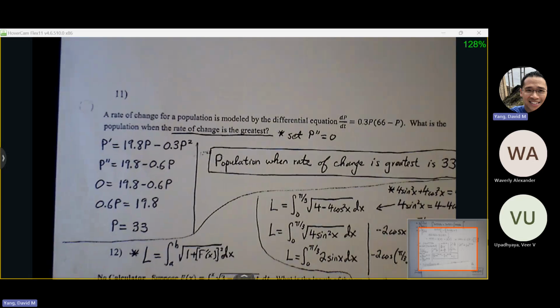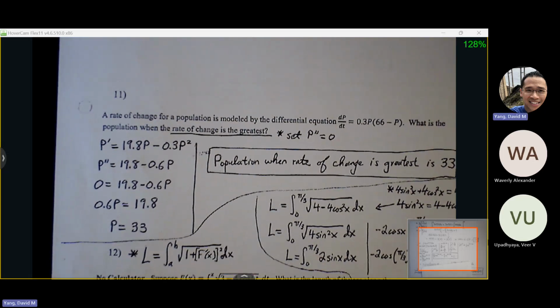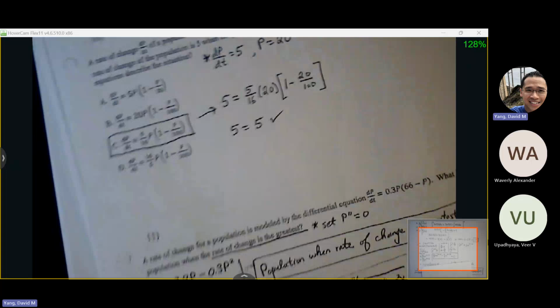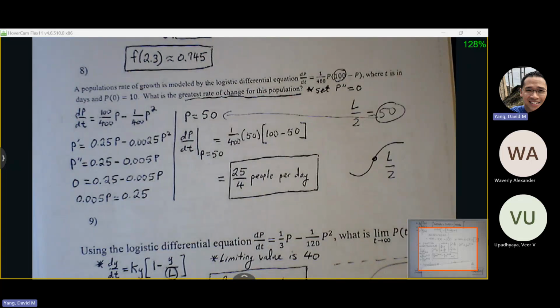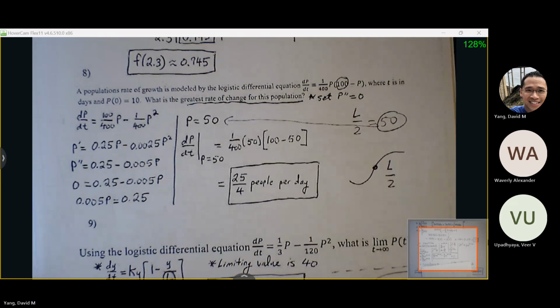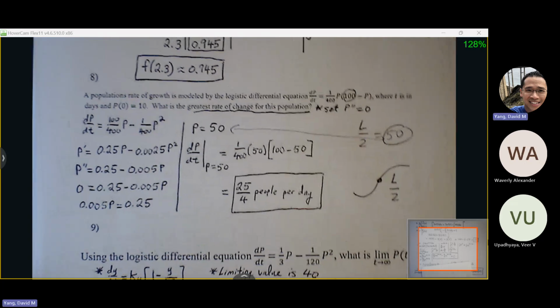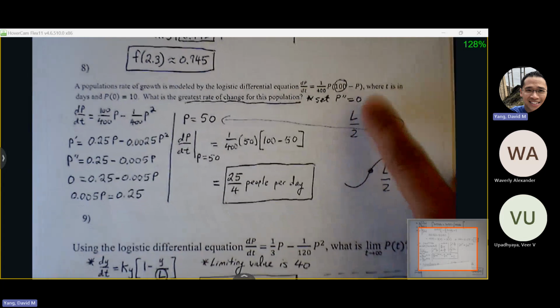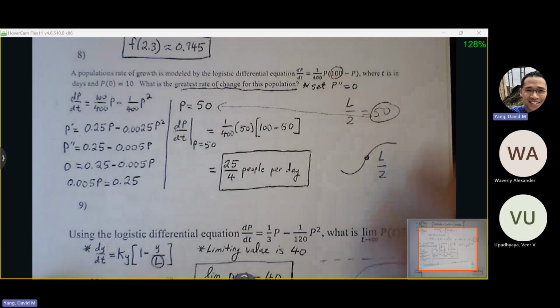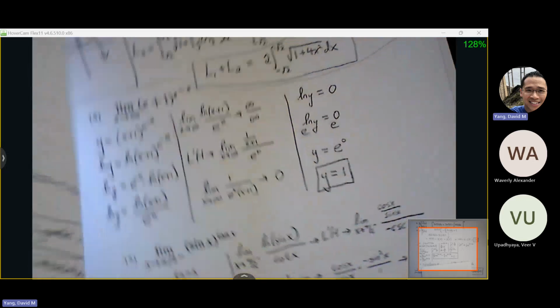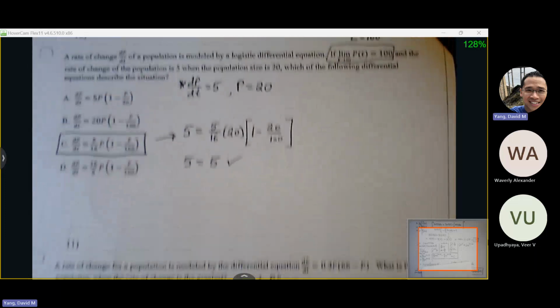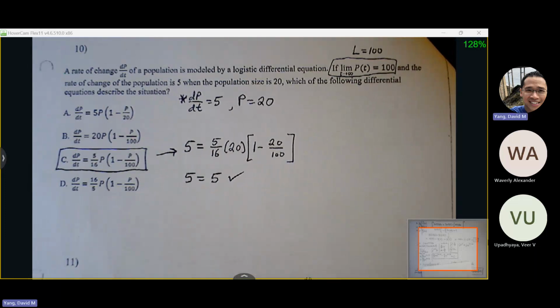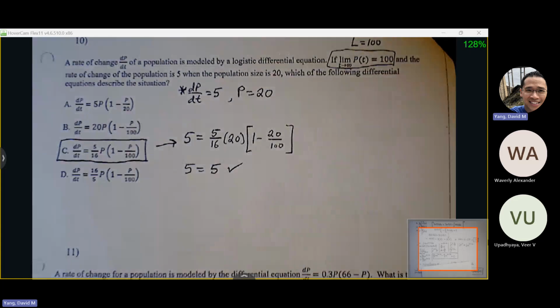Is there anything else we should look for? For example, 8 was saying look for the greatest rate of change for this population. Is there any other thing we might have to look for where we would have to manipulate? I think those are the biggest things, three biggest things: finding your L, finding your L over two, and then finding your K. Those are the only three, yes. If you look at all these options, they're either rearranging or just trying to find the different pieces. So if you look at 10 and 11.